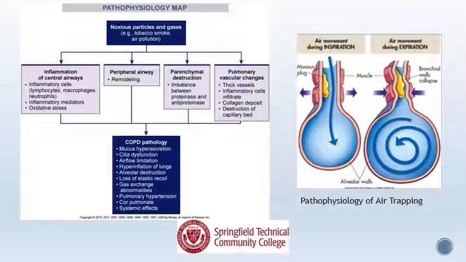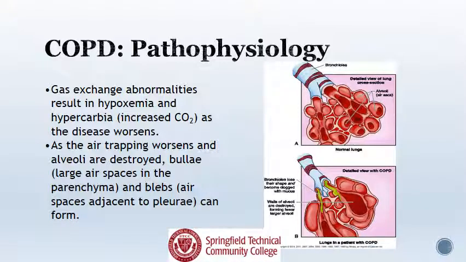And that's where all your gas exchange happens, right? The alveolar walls are full of capillaries, and that's where your oxygen is taken out of your lungs, and you exhale carbon dioxide. So if this isn't happening, you're not getting good gas exchange, and your breathing is impaired. So those gas exchange abnormalities result in hypoxemia and hypercarbia. So you have not only low oxygen, but you have high CO2 as the disease worsens.